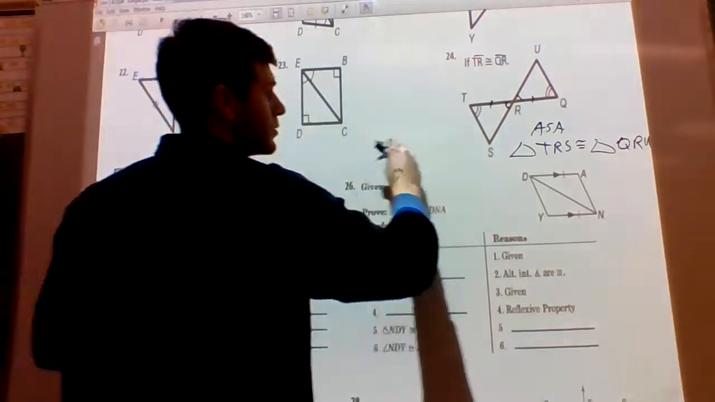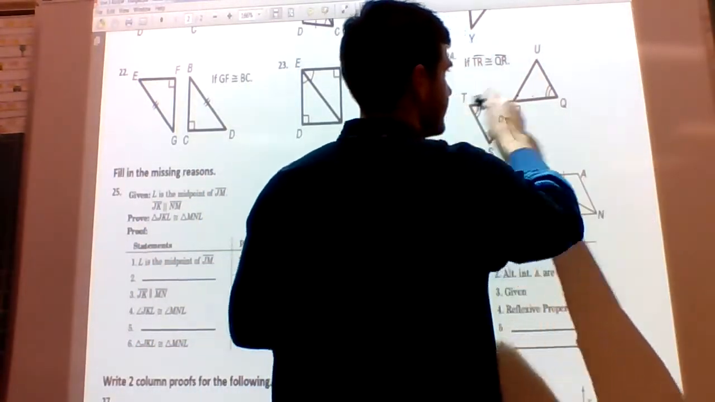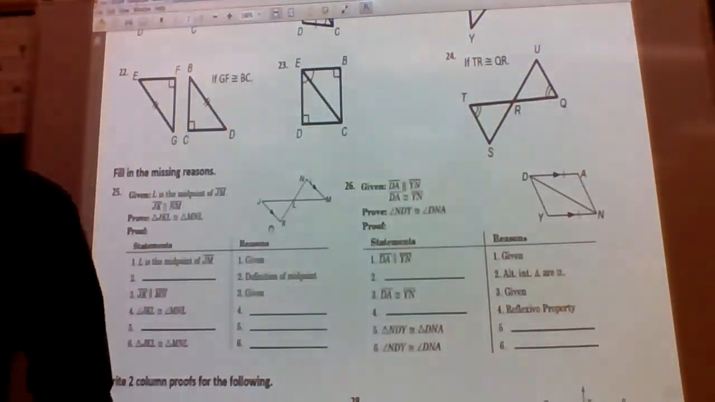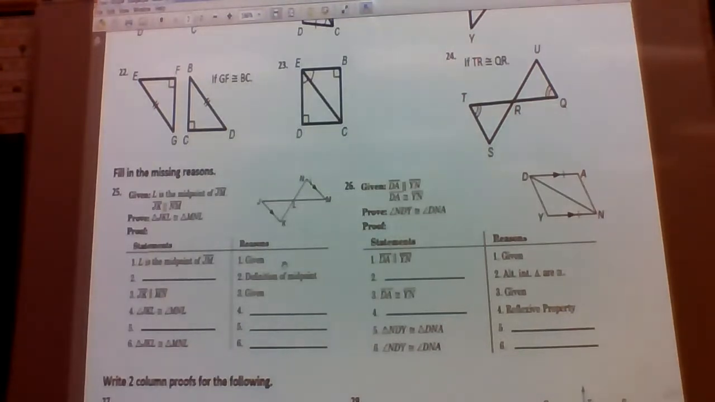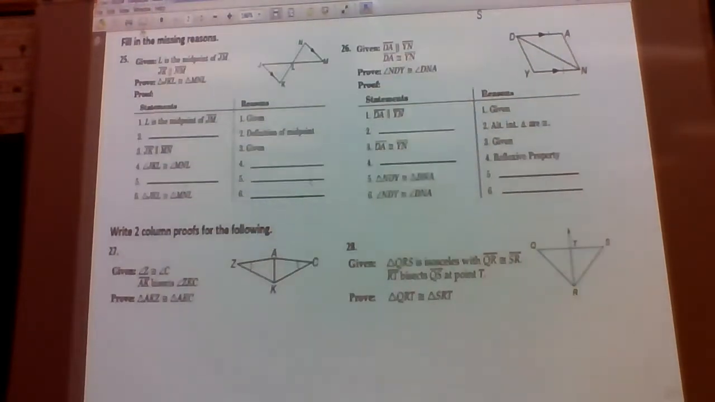Now we have 6 proofs to complete. You will have a couple proofs on your test. You should be able to do proofs. Not as many as I would like, because I like proofs. Our process is to first write the givens.